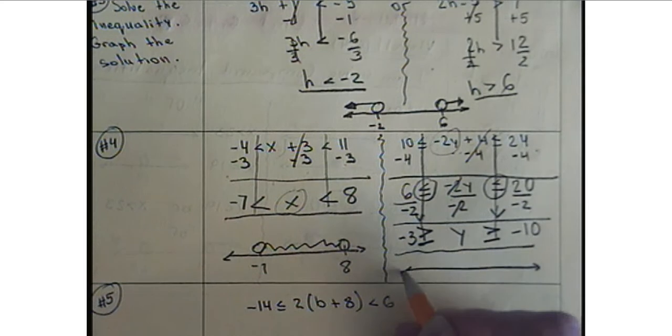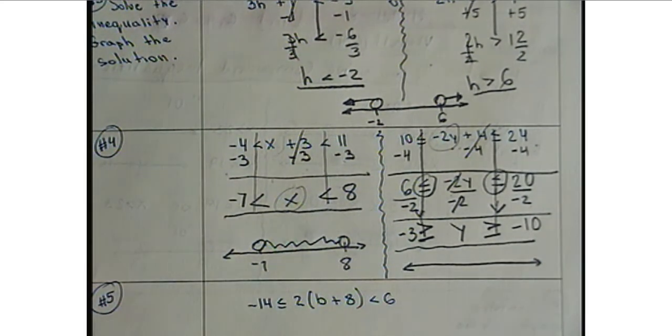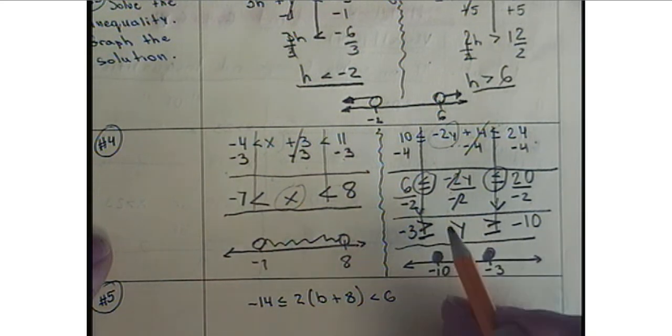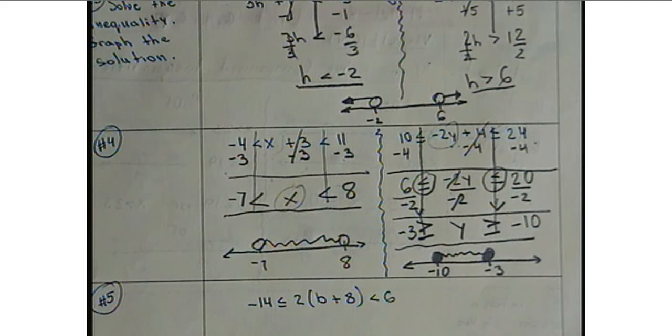Okay, so which one, negative 3 or negative 10, goes first? Well, negative 10 is less than negative 3. So at negative 10 we have a closed circle, at negative 3 we have a closed circle, and all the solutions will be between, in the middle. So that will be my final graph here.